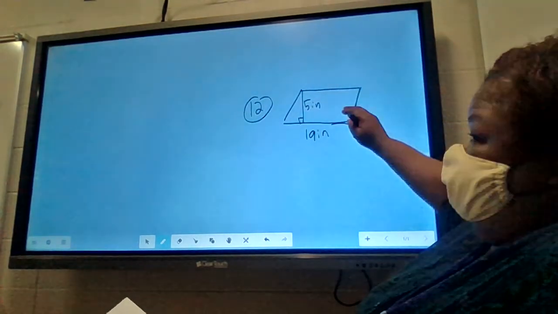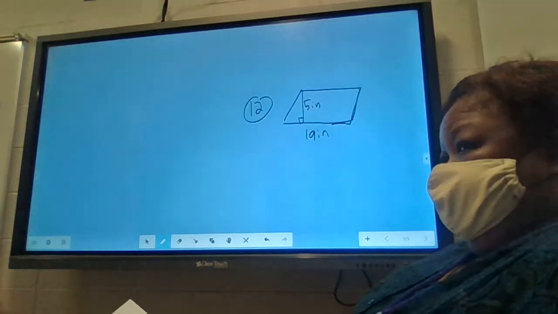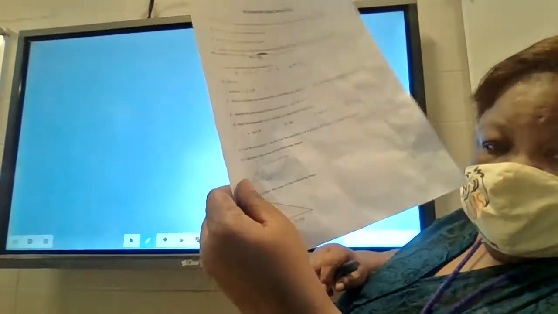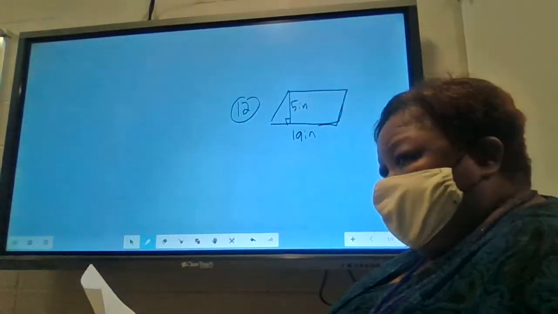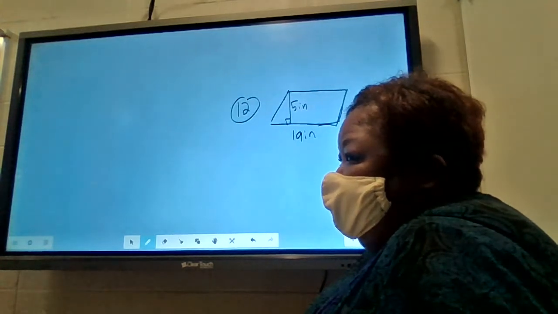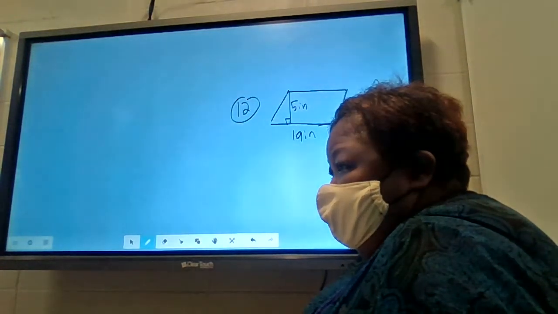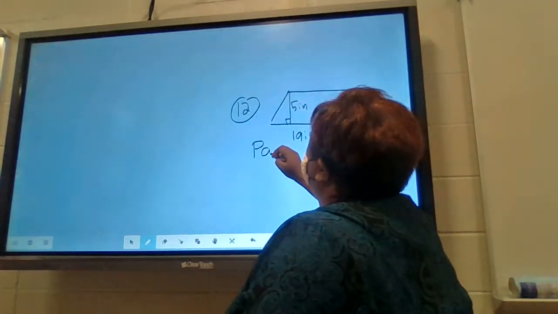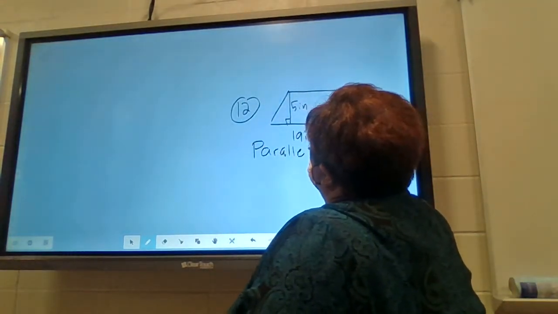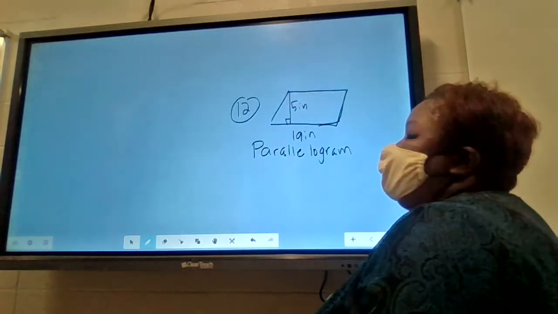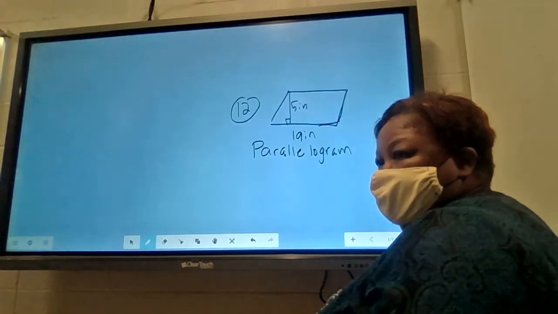So what is this one? On the worksheet, it's one of the most recognized. It is a quadrilateral, it has four sides. What type of quadrilateral is it? It's a parallelogram. Write that down. And you need to know that because you have to know which formula to use to find the area.